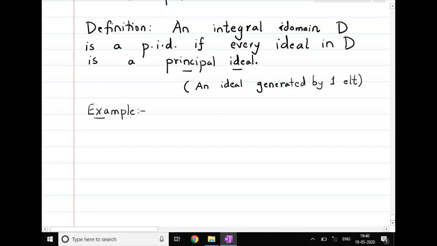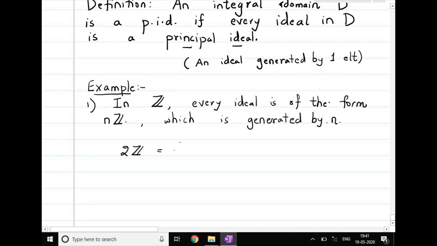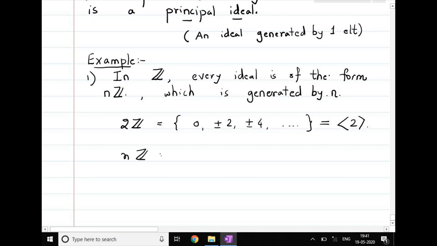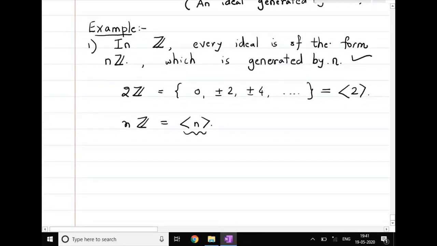Now the first example is Z. In Z, we know that every ideal is of the form nZ, which is actually generated by n. Like 2Z, if I take, I know that 2Z is generated by 2. Similarly, nZ is generated by n and every ideal is nZ. So this means that all ideals in Z are basically principal ideals.